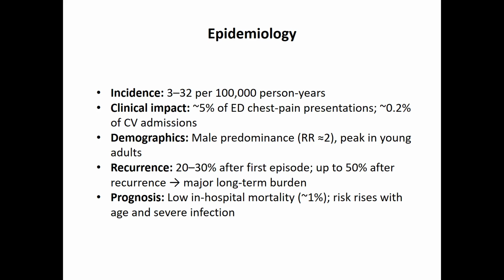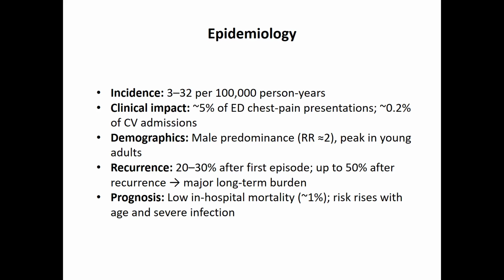The first recurrence is usually around 18 months. This is the most common window for having the first recurrence. And as I said, if you have one recurrence, you have a 50% chance of having more episodes or more recurrence of disease. It can be quite difficult to treat with repeated episodes.